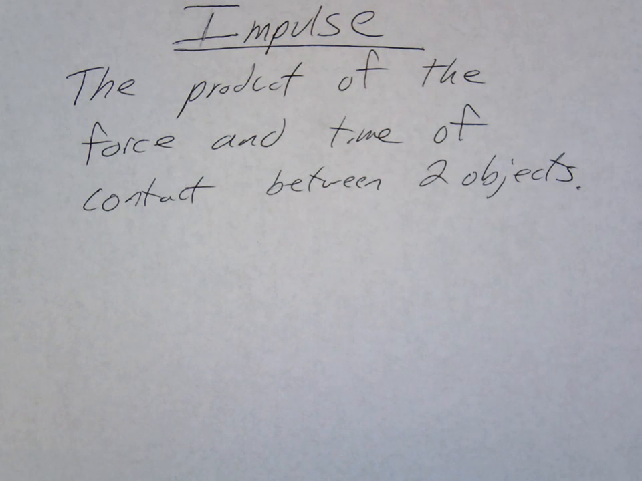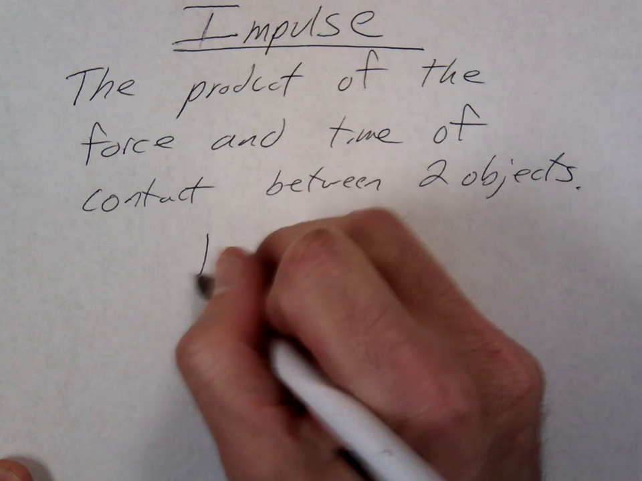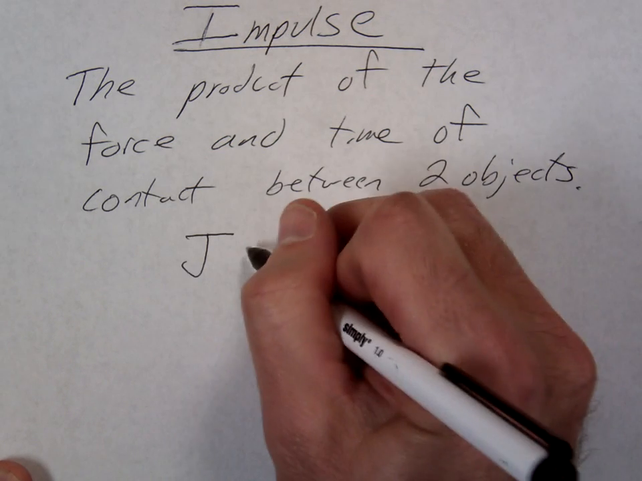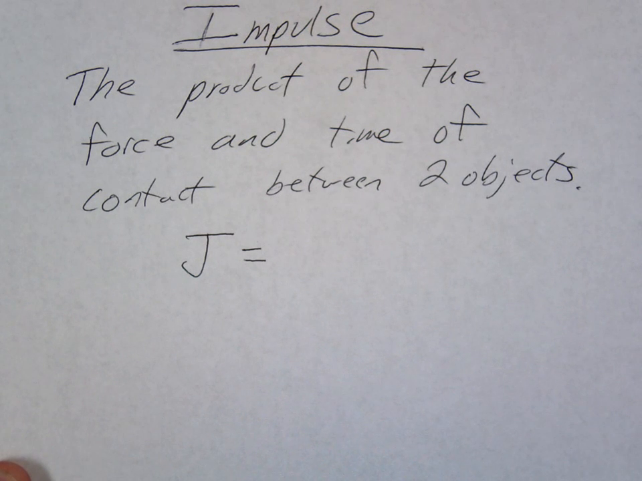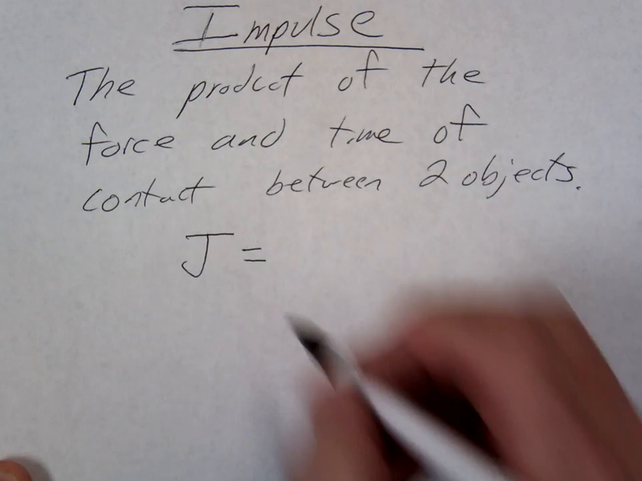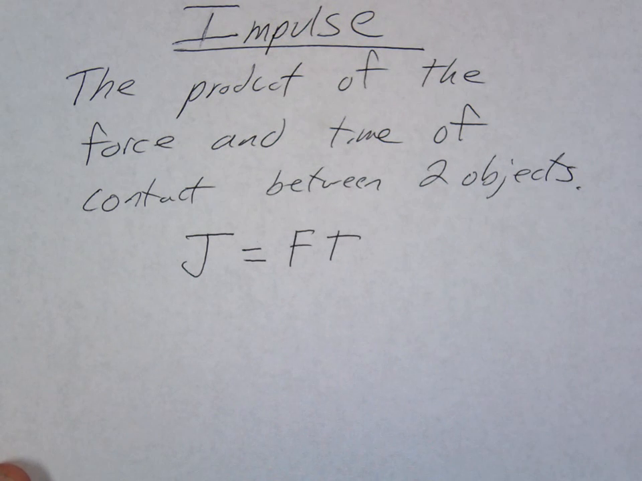Okay, so formula form is fairly straightforward, right? We're just going to say impulse. And the symbol we use for impulse is actually going to be J. Force times time. That's it. J equals force times time, Ft.